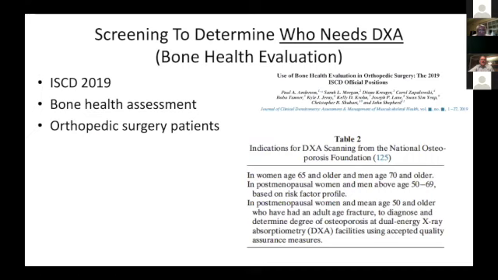So how do you identify those patients who need a DEXA? This is challenging for orthopedic practices. We're seeing a lot of patients, and we're trying to sift through them. Well, ISCD last year published position statements on which orthopedic patients should undergo DEXA scanning. I'll give you a rundown version on the next slide.